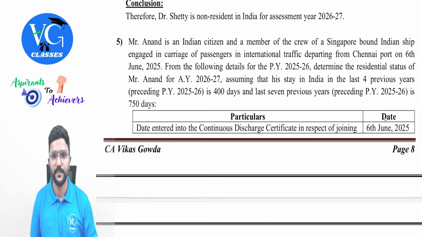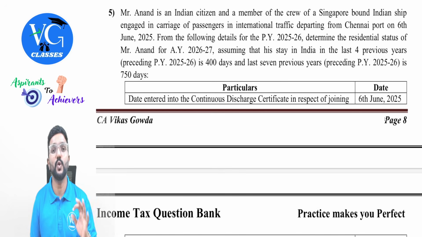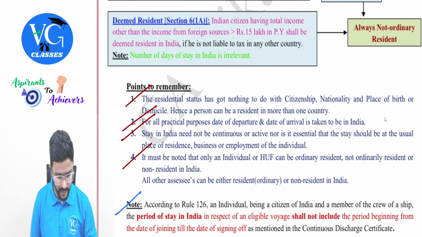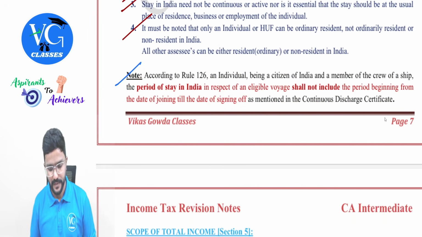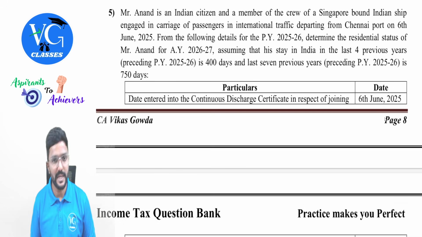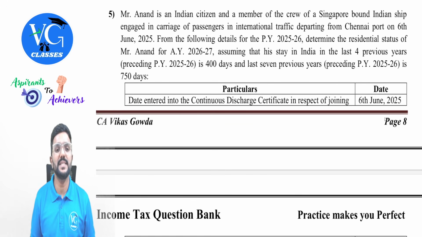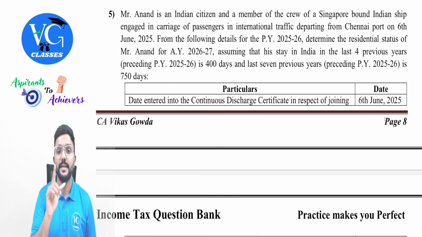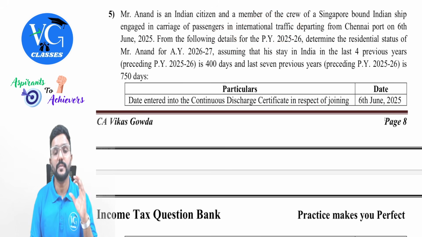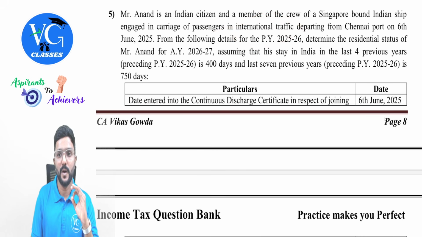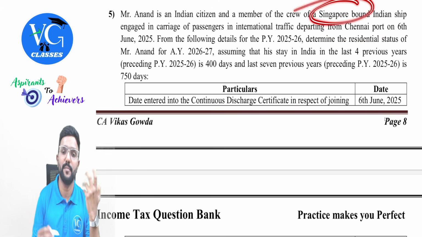Is that clear? Yes. And the fifth question is actually on Rule 126, which I have given at the bottom. So I will quickly just tell about the calculation. Mr. Anand is an Indian citizen and a member of the crew of a Singapore-bound Indian ship engaged in carriage of passengers in international traffic. So is it an eligible voyage? Yes. Departing from Chennai port on June 6, 2025. Okay, guys, the origination port is Chennai, whereas the destination is Singapore.